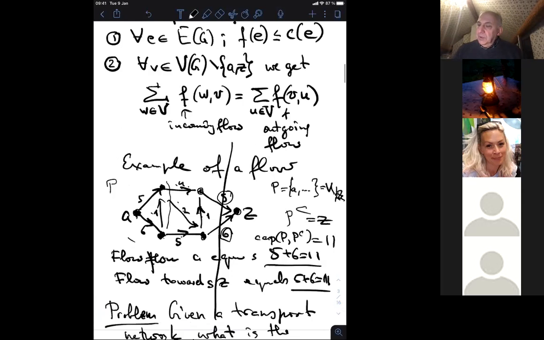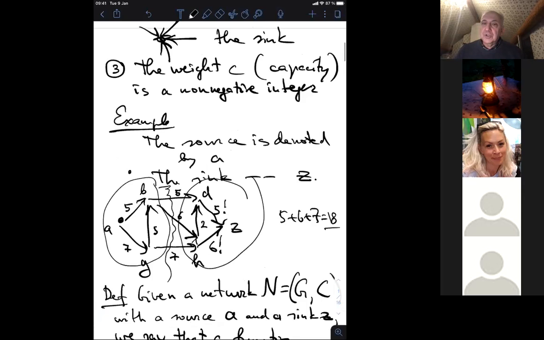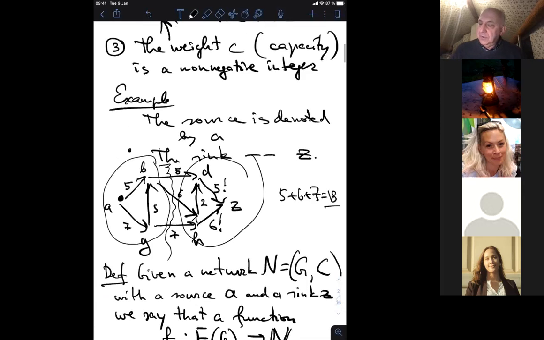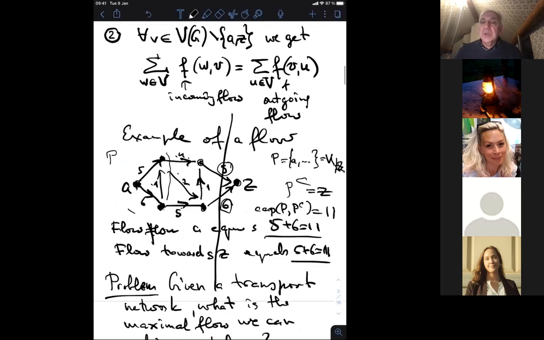If we look at this picture here, the picture showing the original capacities of the graph, this capacity is 11. We have found a flow with value 11, and this is the maximal possible thing we can do, because the value of the flow can never exceed the capacity of any cut in the network. And here we have a cut whose capacity is also 11.